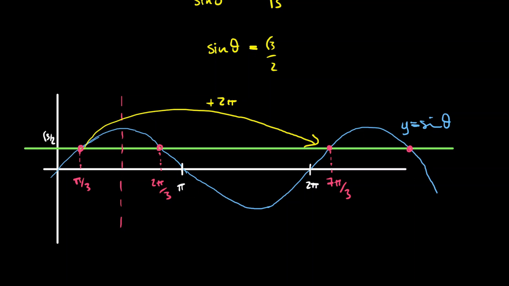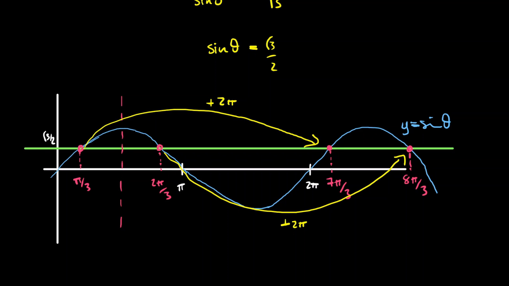Okay, and I can do the same thing with this point here. If I take 2 pi upon 3 and I move one wave to the right, that means I add 2 pi. And what that's going to be is I'm going to get 8 pi upon 3. That's 8 pi upon 3.